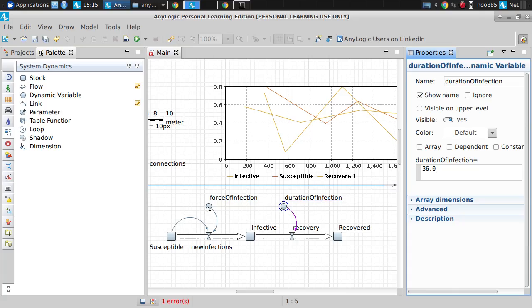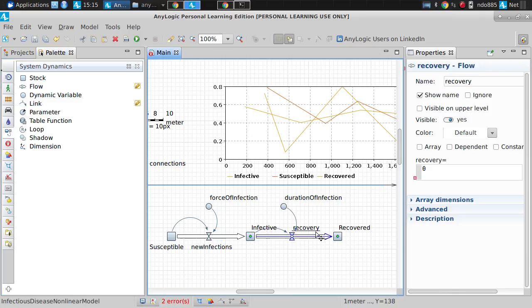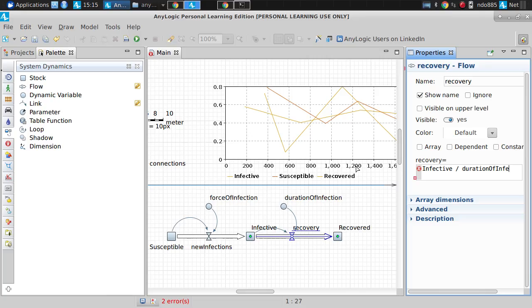You notice force of infection was the chance per unit time of getting infected. Duration of infection, what is that going to be? It's going to be a first order delay, but what's the formula for this going to be for recovery? Remember the units. If infectives are counted in people, what do the units for recovery have to be? People per hour. So what is the formula got to be for this? Duration of infection is in hours. So what is the formula for recovery have to be? Infective divided by duration of infection. Great.